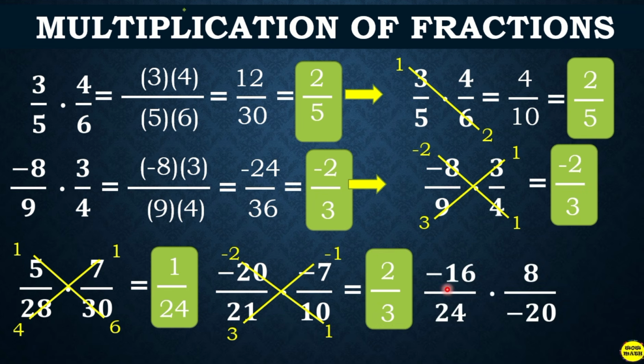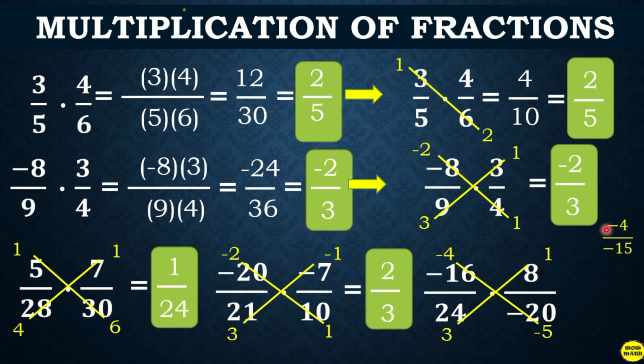Another. So, I have here negative 16 over 24 times 8 over negative 20. So, 'to pwede ulit. So, this is negative 4, and then this is divided by 4. This is negative 5. Okay, this one also, pwede 'to. So, this is 8 divide 8, that is 1. 24 divide 8, that is 3. Okay, so kung i-multiply natin 'to, negative 4 times 1, that is negative 4. And then 3 times negative 5, that is negative 15. So, we will have negative 4 over negative 15.